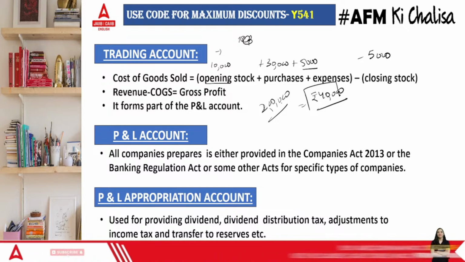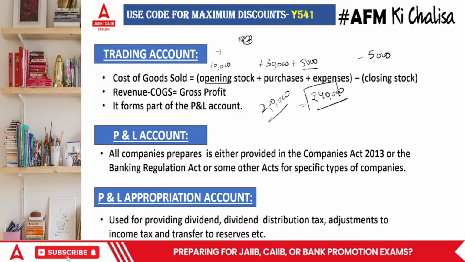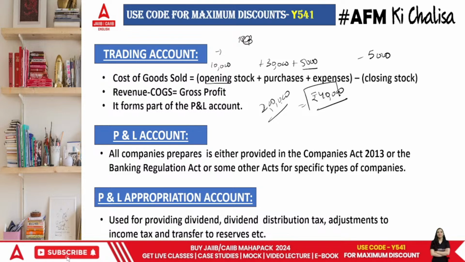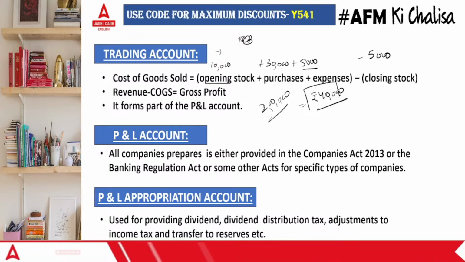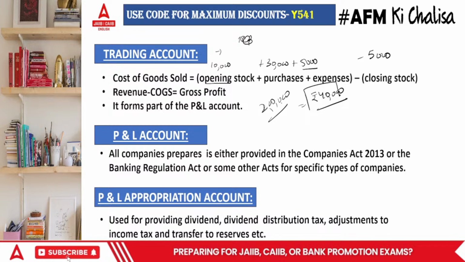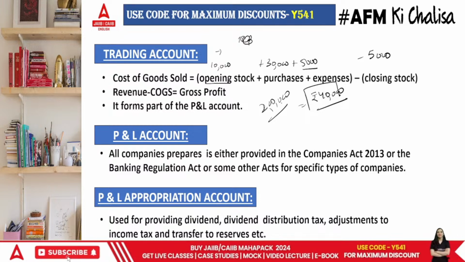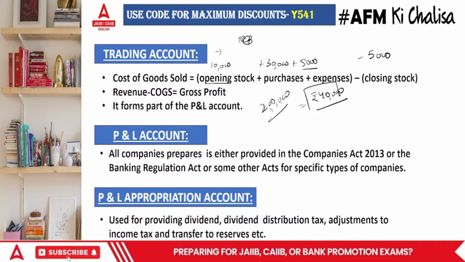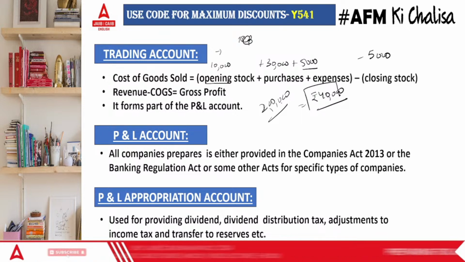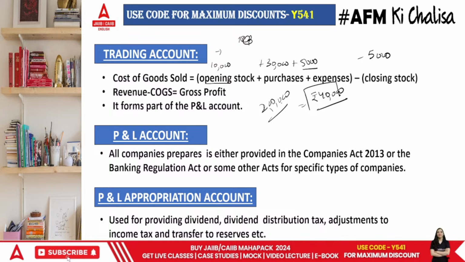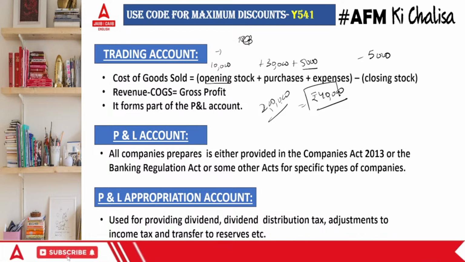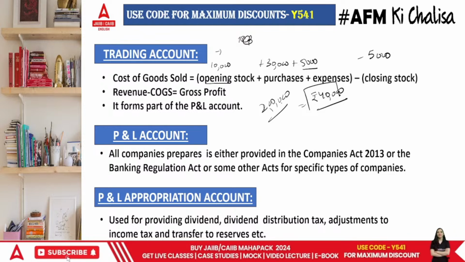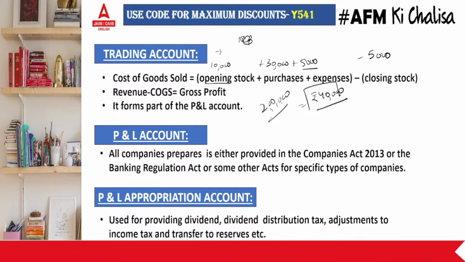Then comes the profit and loss account. If you're looking only at the inventory, expenses and incomes, then it is trading account. Then when we talk about the profit and loss account, it's an office area altogether. In this case, there would be expenses noted down, there would be incomes noted down, and when you compare both of these, you get a profit or a loss, and you record it in that manner. All the companies prepare it as provided in the Companies Act 2013 or Banking Regulation Act or some other acts for specific types of companies. So profit and loss account is basically the account which records expenses and incomes.